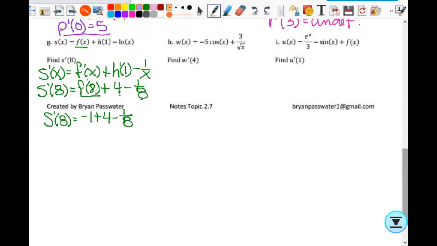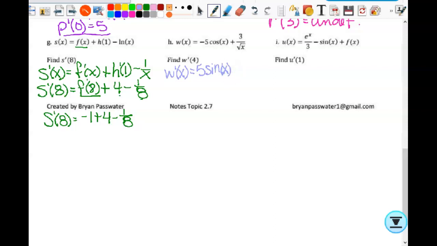All right. Now let's look at this one. W prime of x. Okay. What is the derivative of cosine? Negative sine. So that means since this is a negative 5, this will be a positive 5 sine of x.